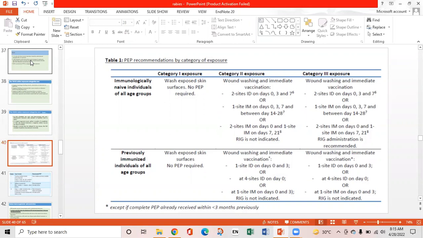Previously immunized individuals of all age groups: if they are in category 1, wash exposed skin surface and no treatment is required. Category 2 shows that rabies immunoglobulin is not indicated, otherwise vaccination, intradermally or intramuscularly, should be given along with wound washing.